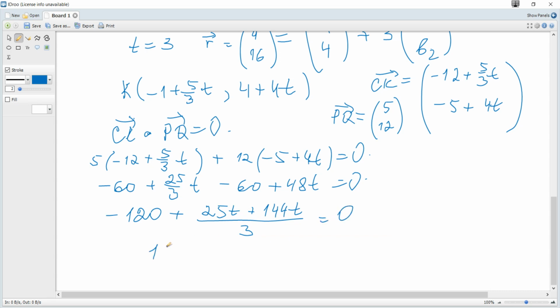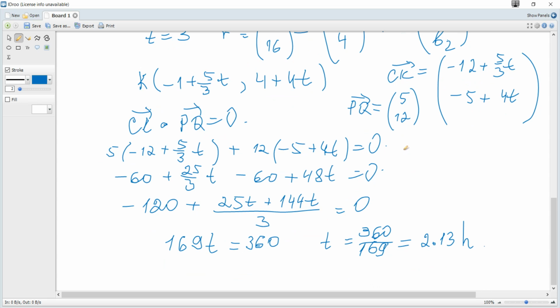So finally 169t is equal to 360, hence t is equal to 360 divided by 169, and it is equal to 2.13 hours to 3 significant figures.